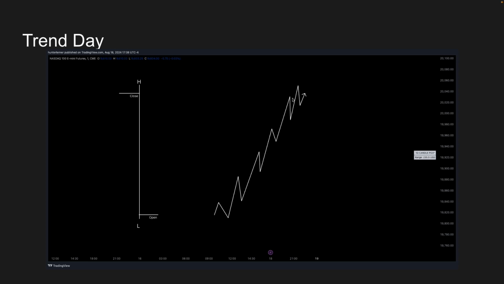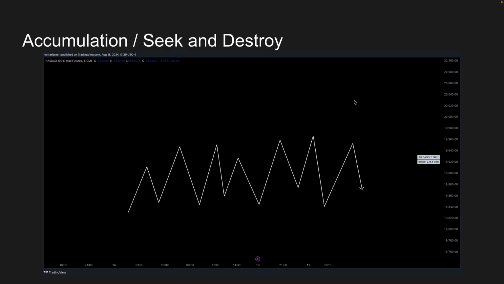Typically days like these are harder to read because there is no form of manipulation for you to get into the market. So you just have to be able to identify it is a trend day and try to catch a reversal to our draw on liquidity.